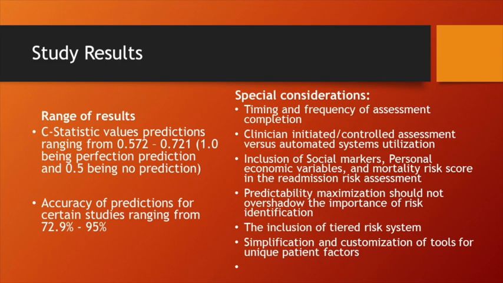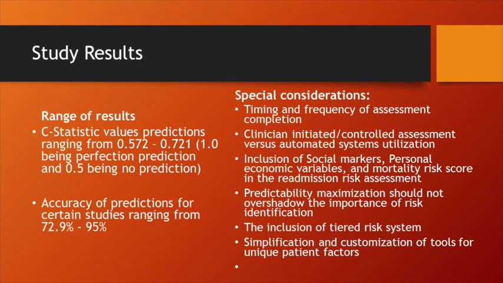Or should that not overshadow the importance of risk identification, which then translates into intervention? Should there be an inclusion of a tiered risk system or simply one at-risk category? Should assessment tools include dozens of prediction variables, or do simple checklists still have reliable results? These are all questions that need to be considered when creating an implementation plan.